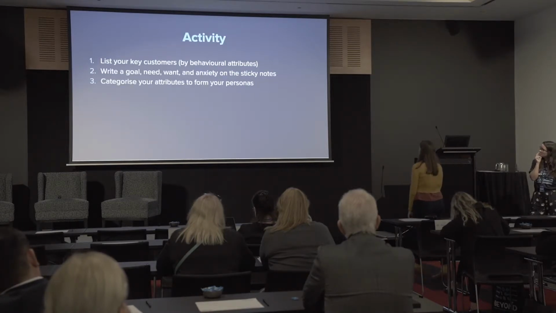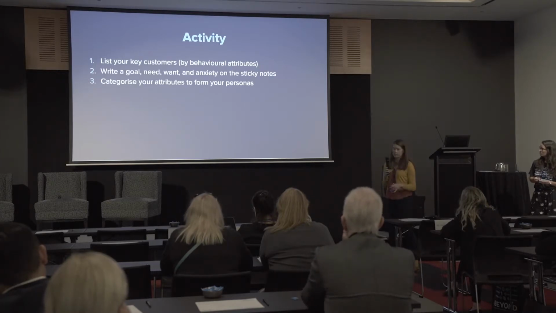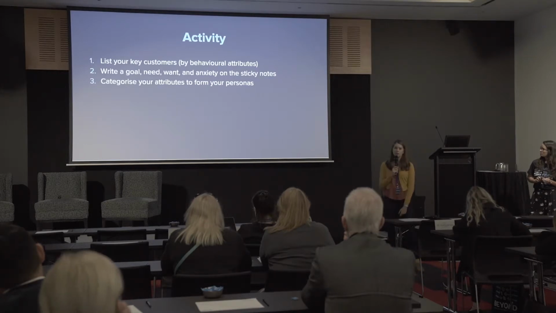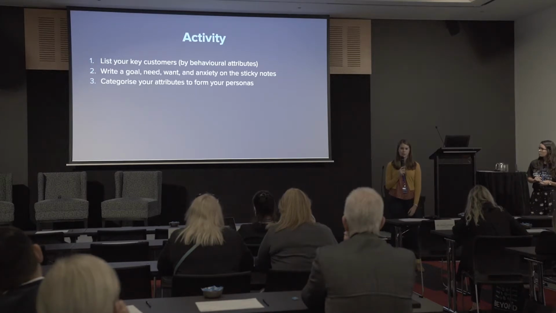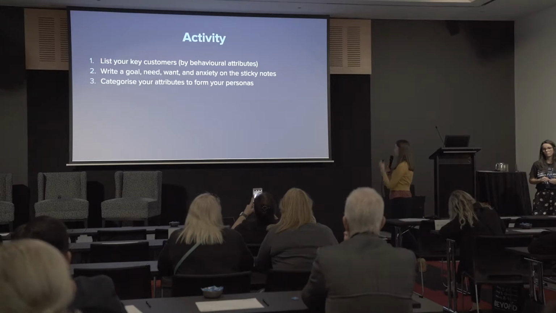Yeah, basically, at the top you just write the persona, so you can give it a name, and then in the list write a goal or need or want, and an anxiety for each. The idea here is to start to understand your customers. That way, when you're reading the feedback, you can understand where they're coming from.